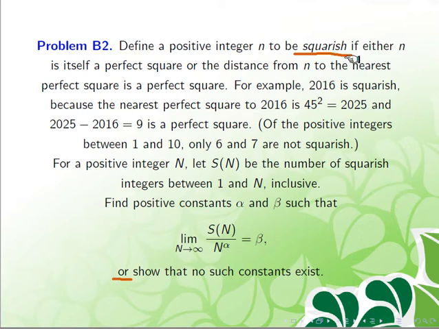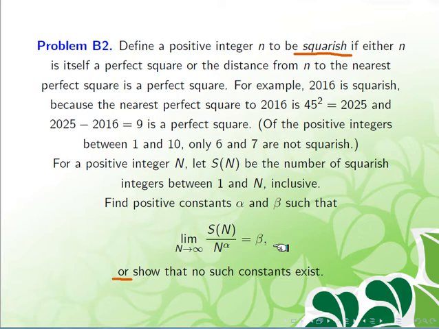So I hope you managed to understand the meaning of a number being squarish. And here they're actually asking a twofold question. Does the limit behavior of this quantity exist? If so, compute it, and decide whether it exists or not. If not, prove that no such constant exists. Let me share our answer first. We find it actually exists, and we're going to introduce this alpha and beta.